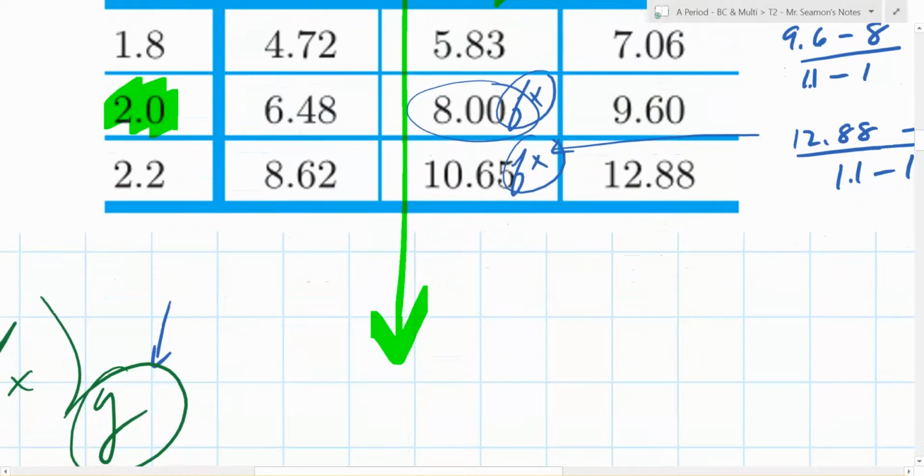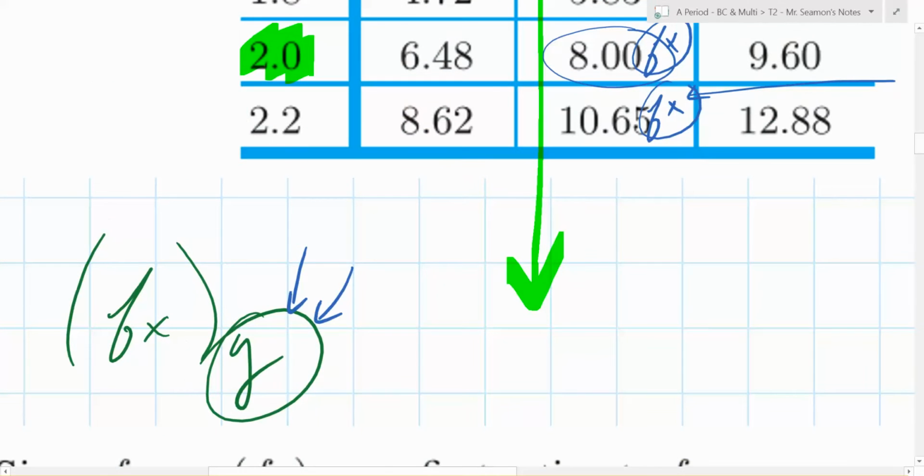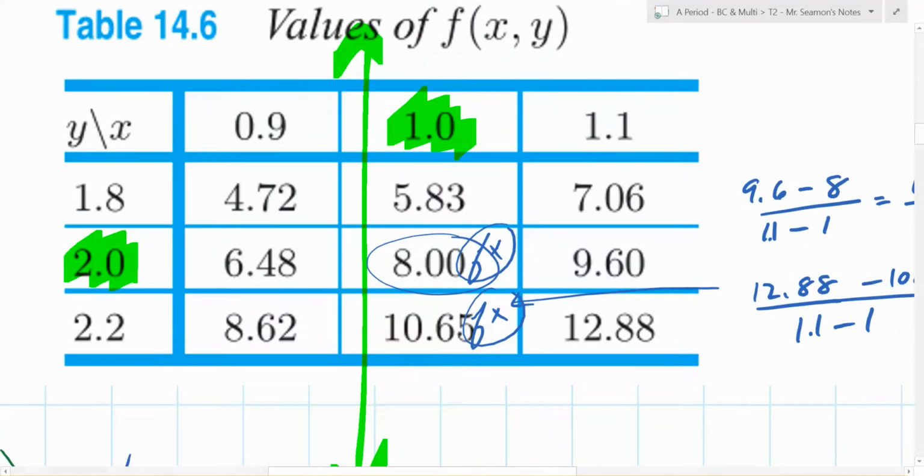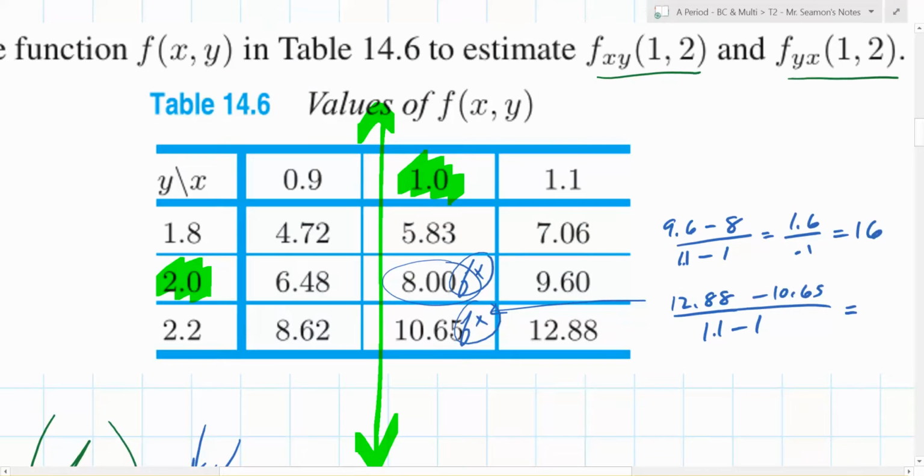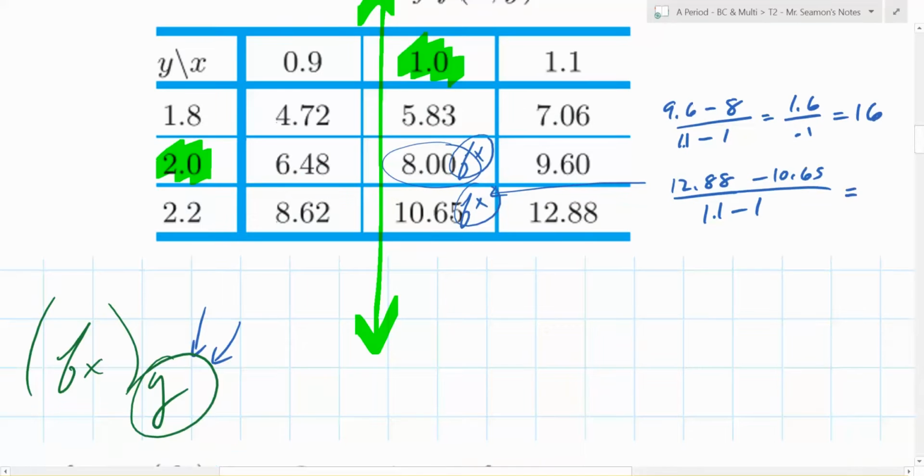So now we're doing fy, which means what do you keep constant? X. So that's what that vertical green line is. So now you have to calculate the change from this fx value to that fx value. So what does that mean? It's going to be what, 22.3 minus what?